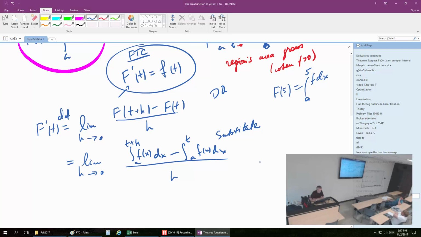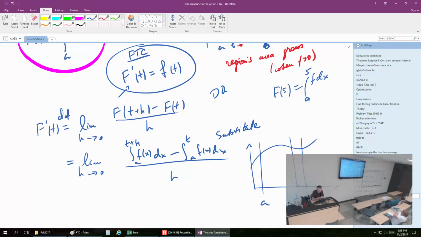You see it? Let me plot it for you. This is A, this is T, and this is T plus H. Okay? So we incremented T to T plus H along the x-axis. You subtract H from what? T plus H? Or T? No. No, let me show you. Let me show you this picture.